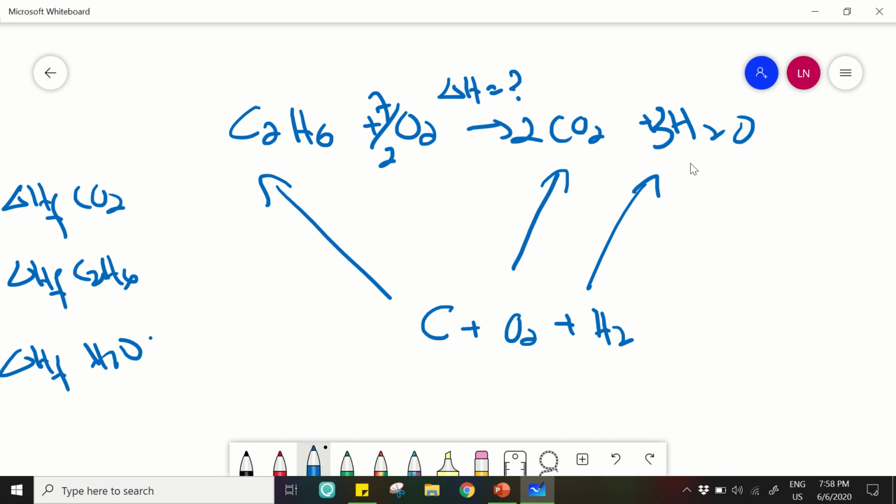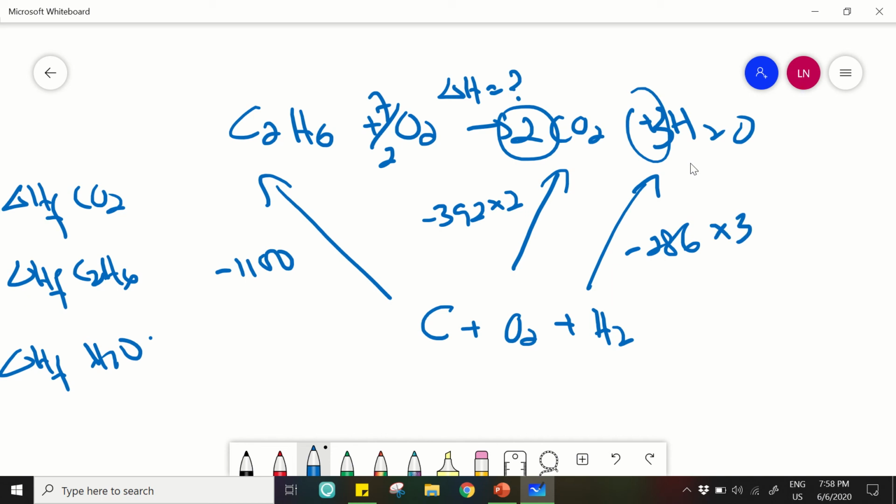Now you don't have to balance it, you just need to put in the value. So from the previous whiteboard just now, the information given, what is the energy needed to form C2H6? C2H6 is negative 1100, and then to form carbon dioxide gas it's negative 392, because you see I have 2 here, so times 2, and to form water is negative 286. See that I have 3, so I times 3.